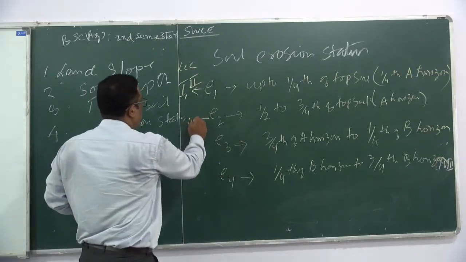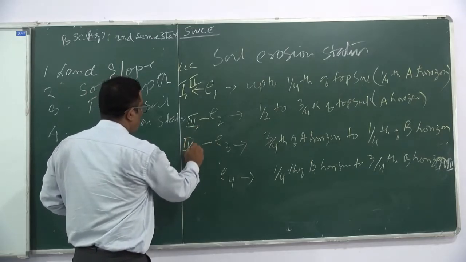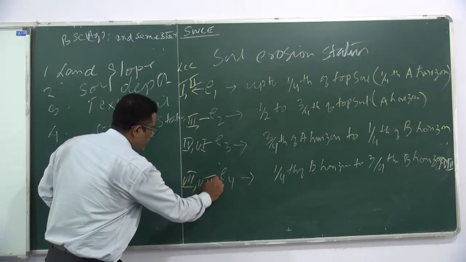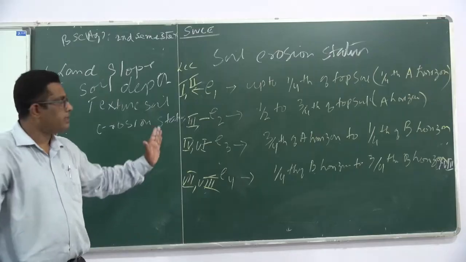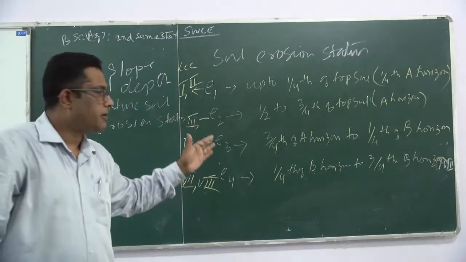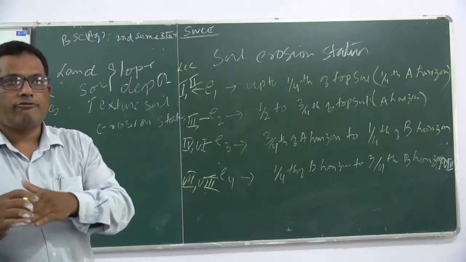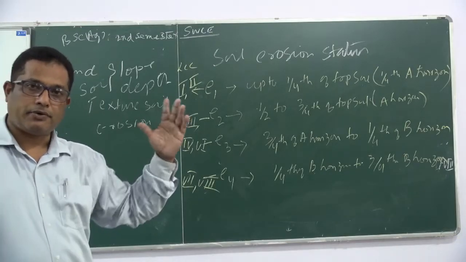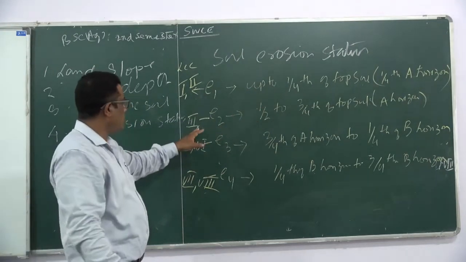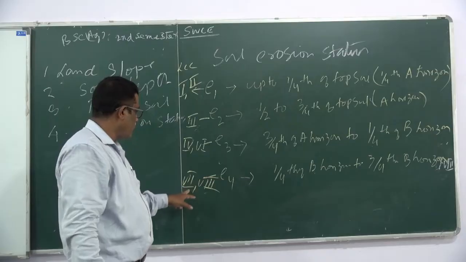This is characteristic of class 3. This is of 4 and 6, and this is of 7 and 8. I think it is clear to you. So wherever the erosion status is represented by E1, it is indicative of class 1 and class 2, where the effect of erosion is much less compared to the other classes. E2, where half to 3/4 of topsoil is lost, comes under class 3. E3, 4 and 6, E4, 7 and 8.